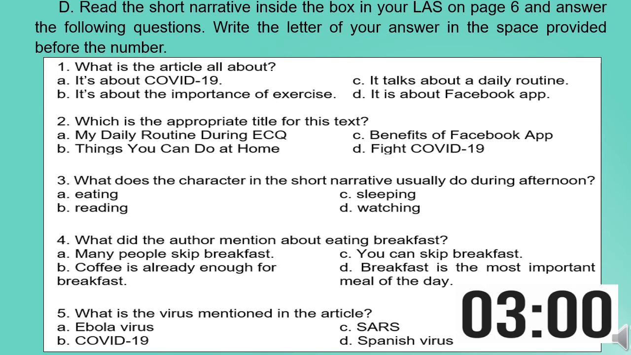For this activity, what you need to do is to read the short narrative inside the box in your learning activity sheet on page 6 and answer the following questions. Write the letter of your answer in the space provided before the number. Pause this video while you are reading the short narrative and continue if you are ready to answer the questions.